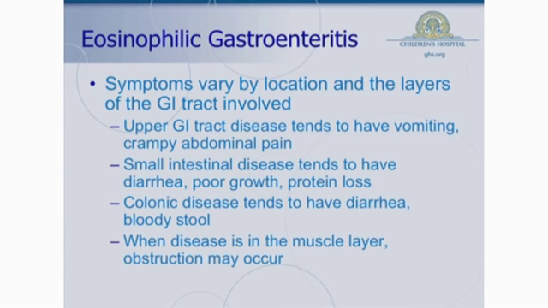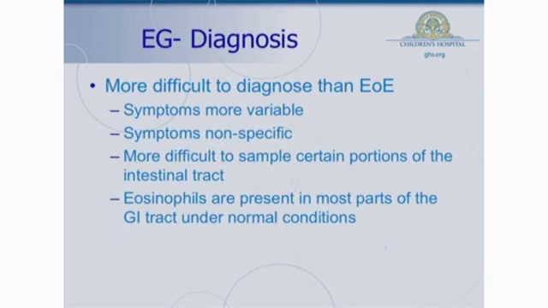Diagnosis is a little bit more difficult to make than EE because the symptoms tend to be a little bit more variable. The symptoms that do cause EG or are associated with EG tend to be a little bit less specific. They can be caused by a lot of other problems as well. And then sampling the GI tract in all of the areas of the GI tract is difficult.